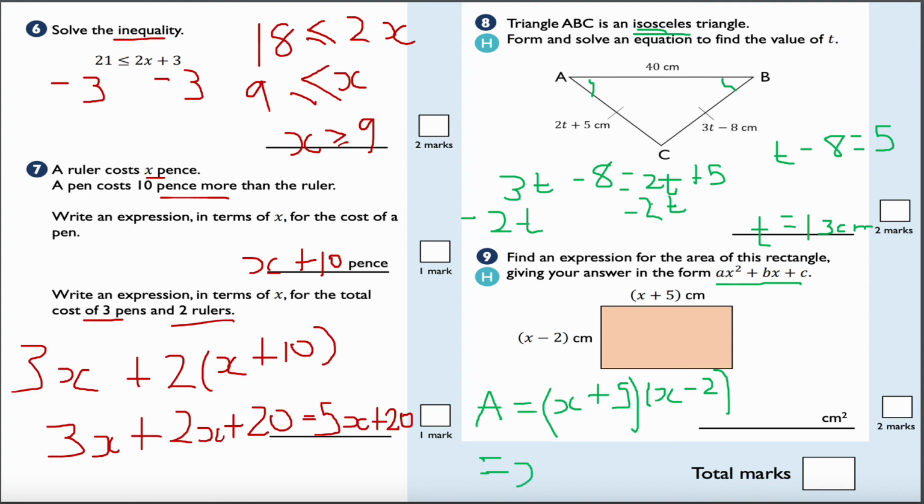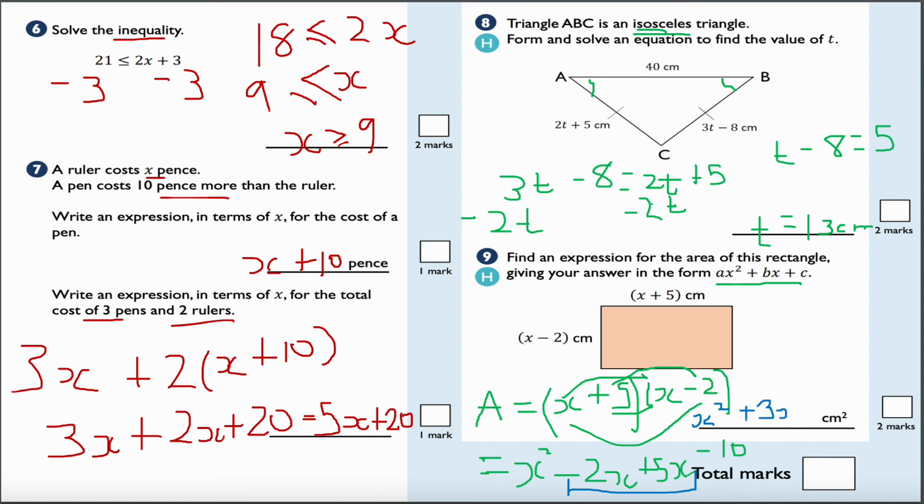Everything inside the first bracket is being multiplied by everything inside the second bracket. x times x is x squared. Following my arrows, x times negative 2 is minus 2x. 5 times x is positive 5x. And 5 times negative 2 is negative 10, guys. So this is what I call the FOIL method. The last part I'm going to do now is tidy this up by collecting like terms. Minus 2x plus 5x is plus 3x. So my final answer is x squared plus 3x minus 10.